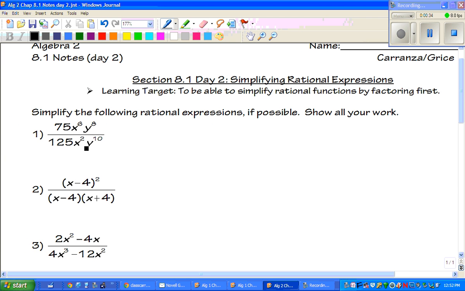it's a monomial divided by a monomial, which means all we have to do is look at the different parts and we can start to reduce this, okay? 75 and 125 can both be divided by 25, which is 3 and 5. Now look at the x's. The top wins, and the top wins by 4. And then the y's, the bottom wins, and the bottom wins by 2. So there you go. You get 3x to the 4th over 5y squared.